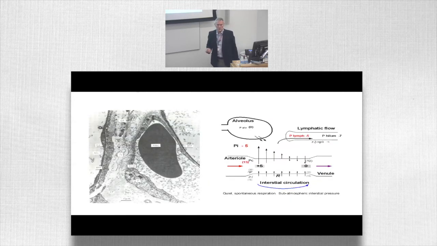The lung, of course, is really quite different. The lung has a subatmospheric interstitial space, if you like. This is the capillary here, red blood cell. This is the alveolus here, interstitial space. And because you've got a subatmospheric pressure, there's a greater driving pressure of net fluid out into the interstitial space. We produce a lot of fluid in our lungs. Being able to drain that fluid is absolutely critical.